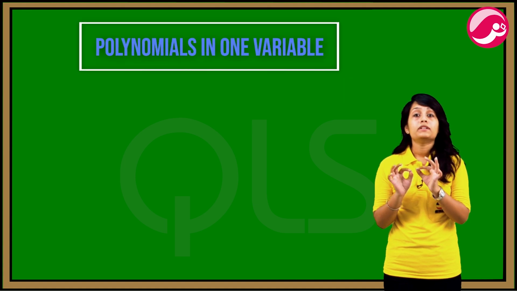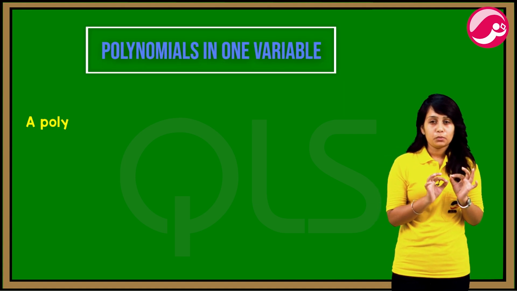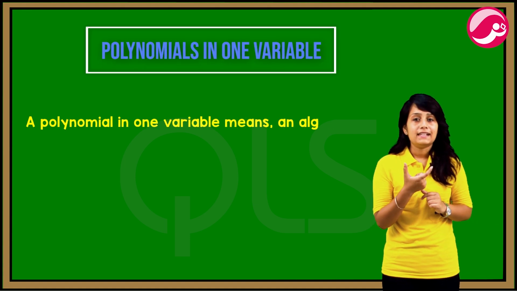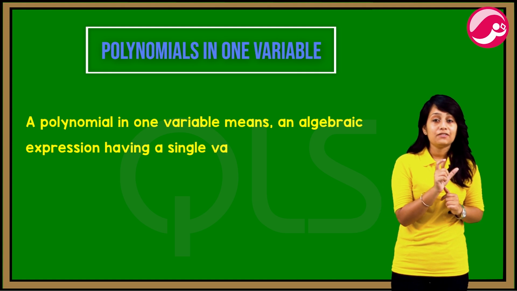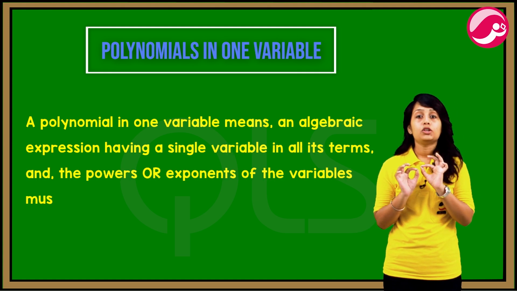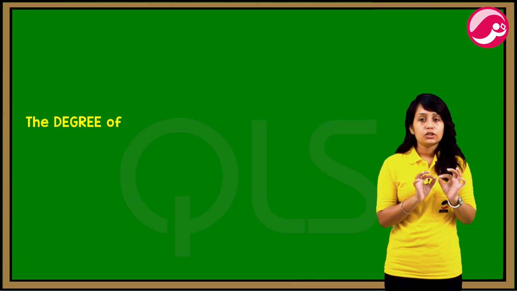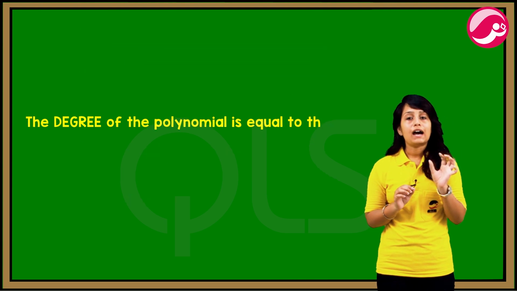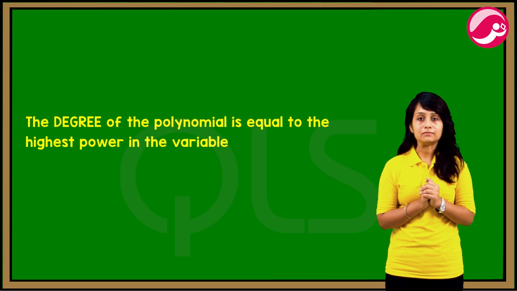Now what are polynomials in one variable? A polynomial in one variable means an algebraic expression having a single variable in all its terms, and the powers or exponents of the variables must be non-negative. The degree of the polynomial is equal to the highest power in the variable.